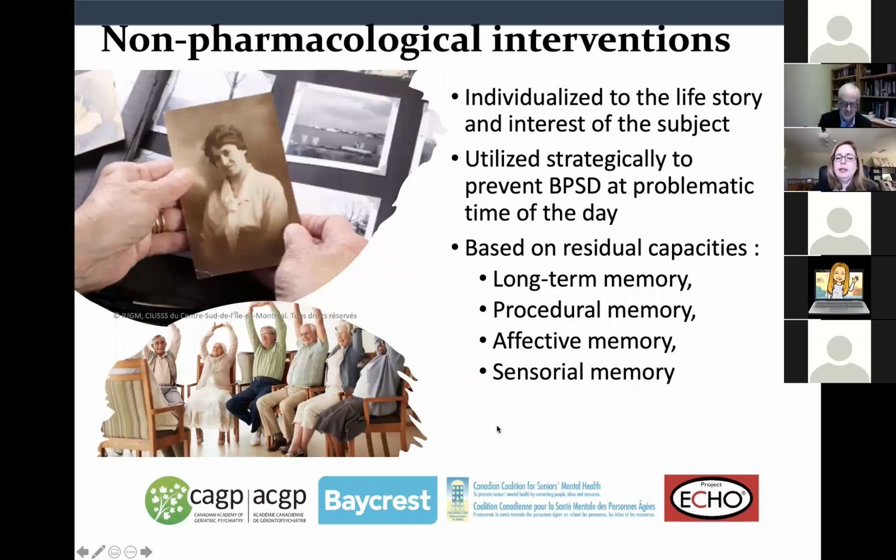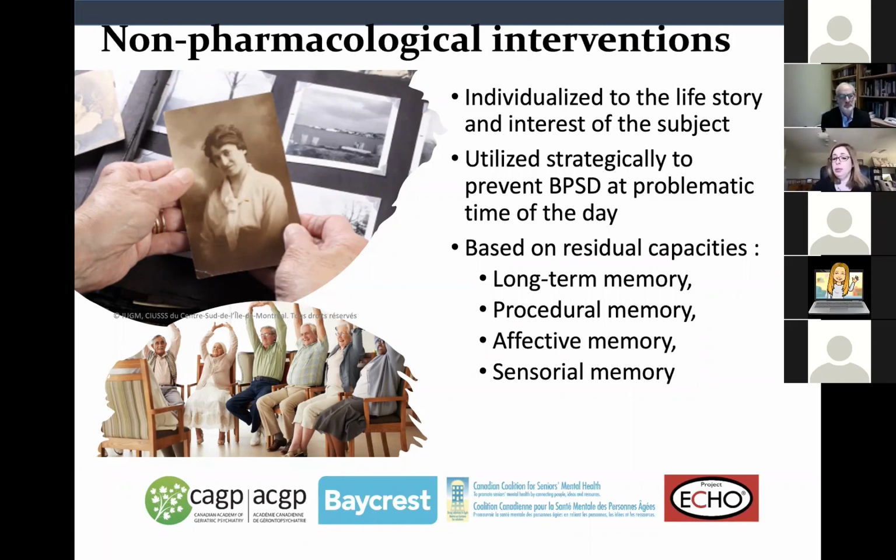And then when we look at more structured non-pharmacological interventions, the basic objectives are, first, they need to be individualized to the life story and the interests of the subject. They need to be used also strategically to prevent BPSD at problematic times of the day. In my ward, we use those interventions at some times of the day when we know it would be very problematic on the ward. Let's say when there is a change of staff at specific hours, then that intervention could prevent the escalation of behavior and response from other residents.